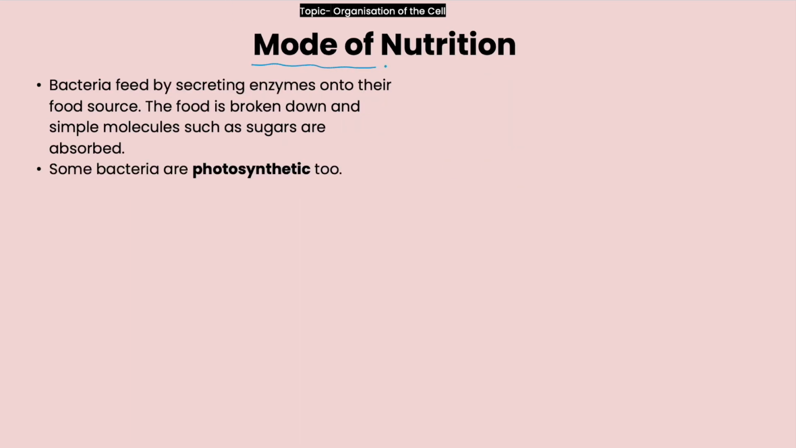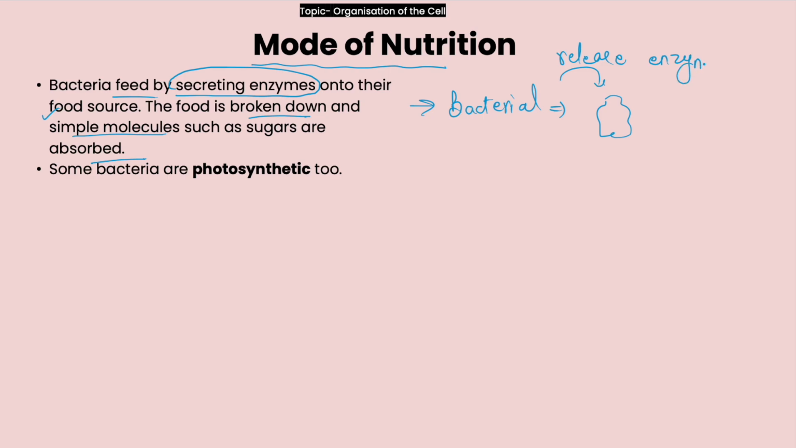Next is mode of nutrition in bacteria. Bacteria feed by secreting enzymes onto their food source. The food is broken down and simple sugars are absorbed. Means bacteria do not have gut or alimentary canal like the animals have. They release enzymes from their cell onto the food. Food gets dissolved or broken down into simple carbohydrates or sugars, and these simple compounds are absorbed by the cell.